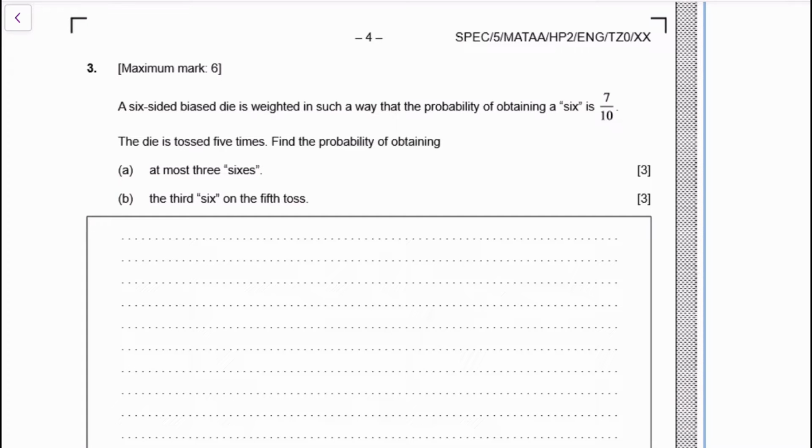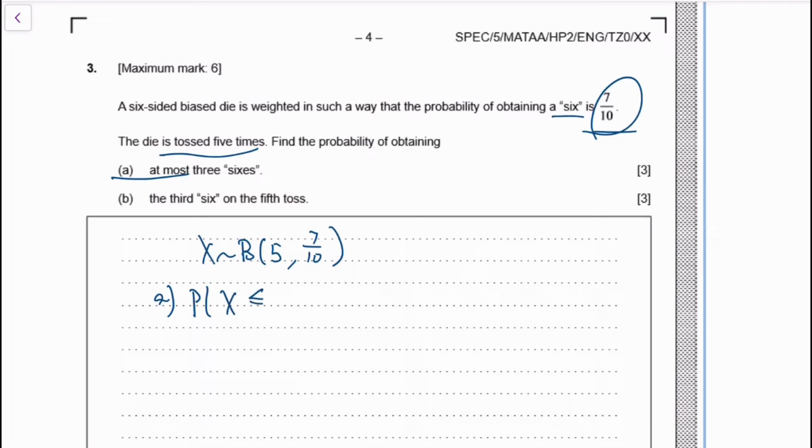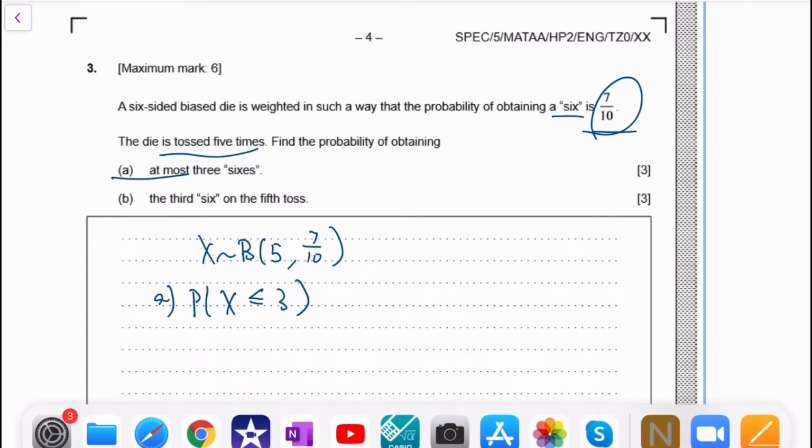A 6-sided die. The probability of getting a 6 is 7 over 10. Tossed 5 times. It should be obvious that this is a binomial distribution. Number of trials, 5. Success probability, 7 over 10. Find the probability that X is at most 3. So that's when you need a calculator.